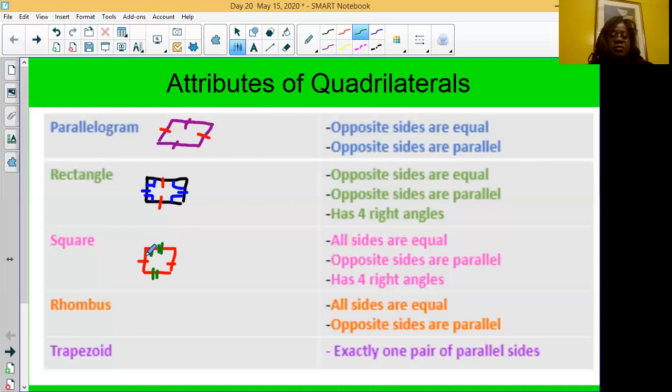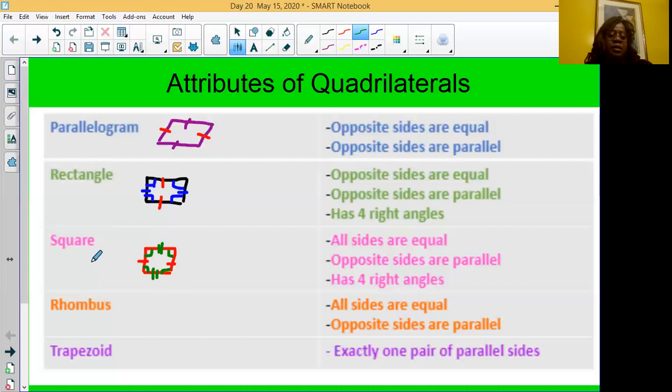So that means I can draw a box here, and I can draw a box here. I can draw a box here, and I can draw a box here. So there are my four right angles. So I know a square has two pairs of parallel lines. I know it has four equal sides. I know a square has four right angles.